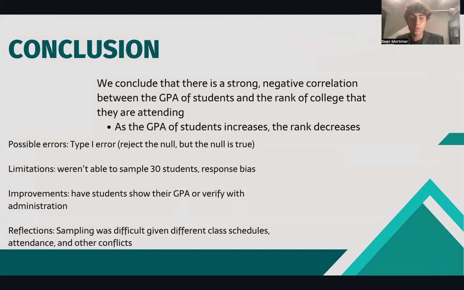Given our alpha, there's a 5% chance we could have committed a type 1 error, where the null hypothesis is true and there is no correlation between cumulative weighted GPA and the rank of college students are attending. We were limited in our sampling because we were only able to receive responses from 27 randomly selected students. There could possibly have been a non-response bias in this experiment. Additionally, the GPAs reported by students could have been overestimated. If we were to improve this experiment, we could verify with administrators for the correct GPAs.